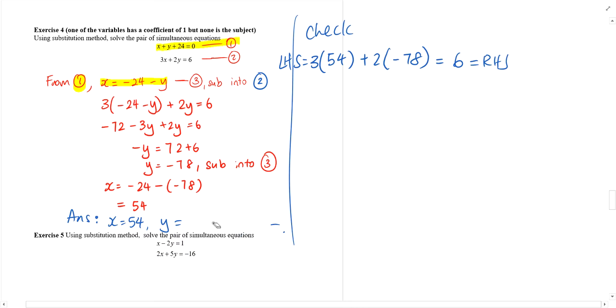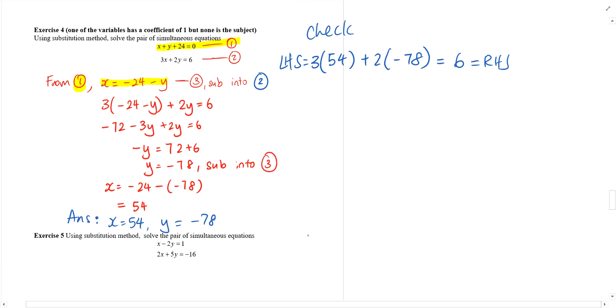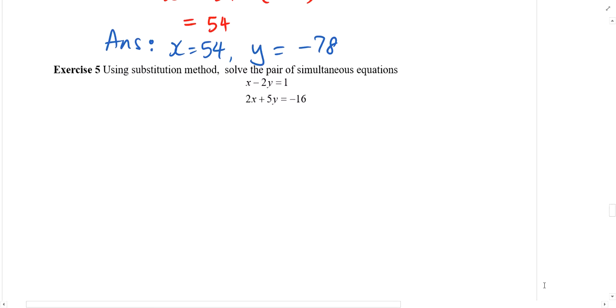Would you like to try the next one yourself? Okay, try it. Exercise 5 using substitution. All of you can have different approaches. You can choose to make something for equation 1 the subject. You can choose to make something for equation 2 the subject. Usually there will be some way that is easier. But you get to experiment.